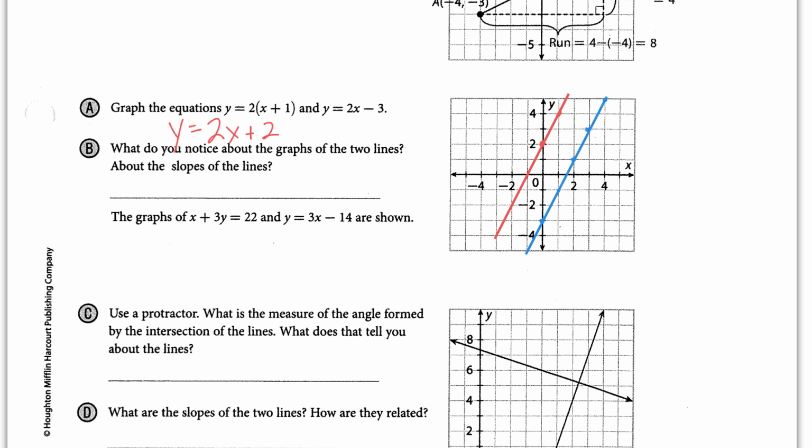What do you notice about the graphs of the two lines? What about the slopes of the lines? They are parallel and the slopes are equivalent or equal.